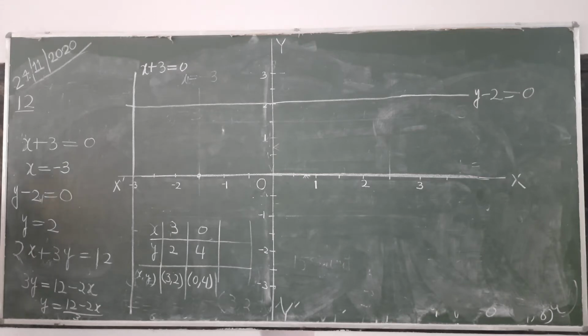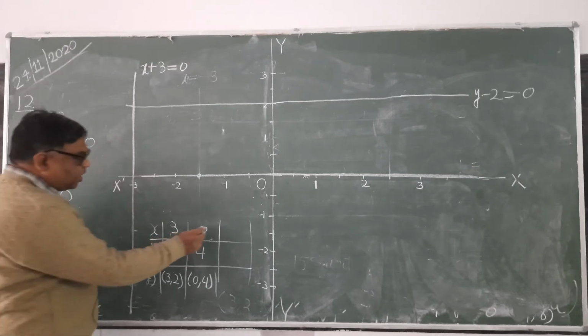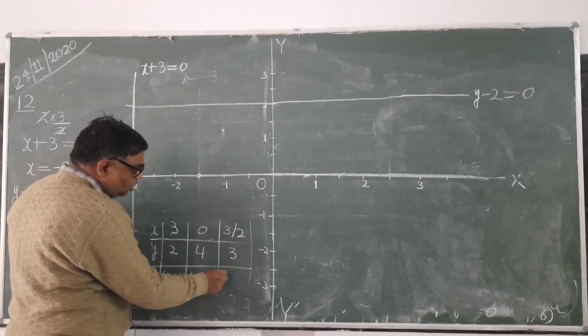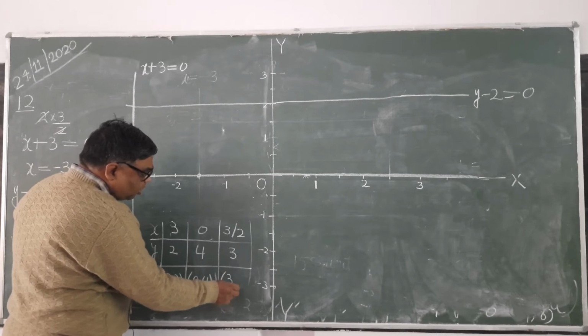Then here you can take 3 by 2. When you will take x equals to 3 by 2, so 2x will be what? 2 into 3 by 2 means 3. It is clear? 12 minus 3, 9. 9 upon 3 is 3. So it is 3 by 2. 3 by 2 means 1.5. So it is 3. So 3 by 2 comma 3.